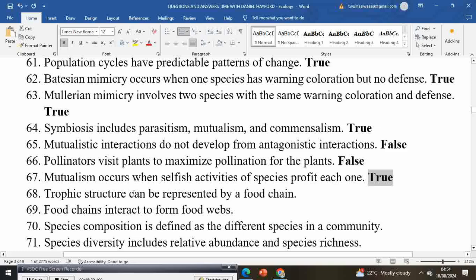68. Trophic structure can be represented by a food chain. This one is true. You know, food chain is one of the food models. The other one is food web. So question 69 is asking, food chains interact to form food webs. Is it true or false? Question number 69. It is true.